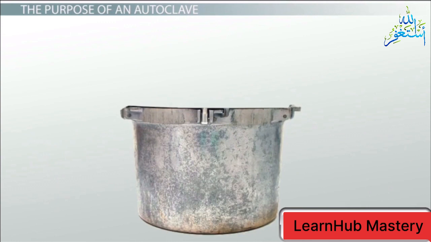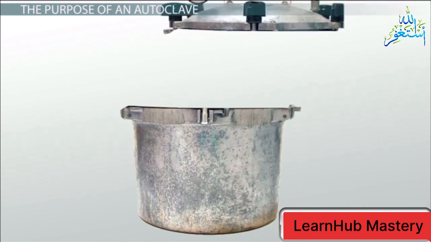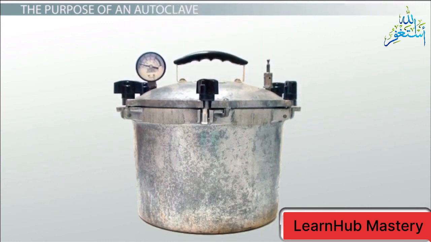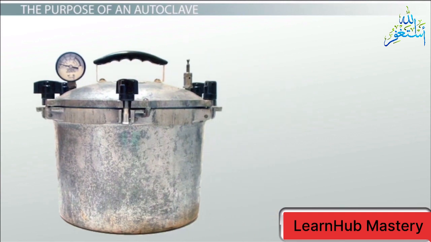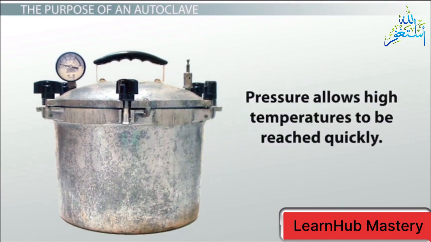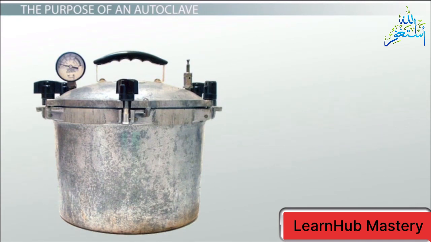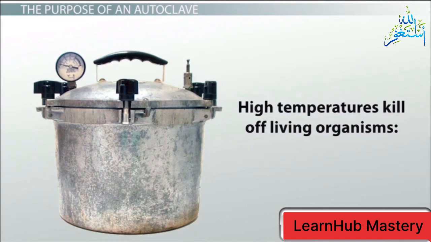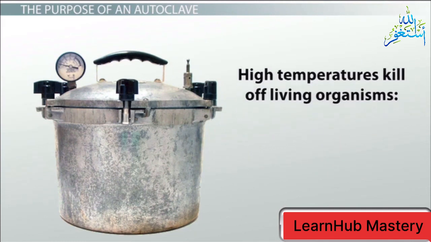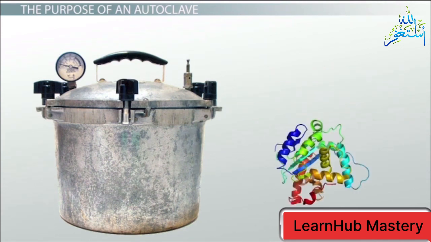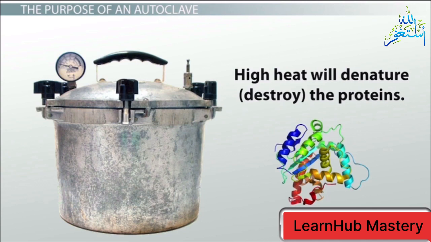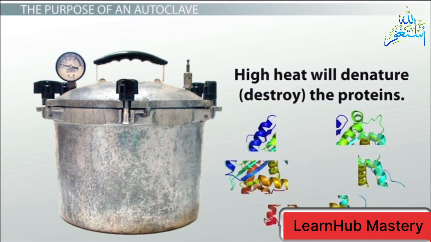Anyways, the steam in an autoclave is placed under a lot of pressure. This is done because anything under pressure, be it steam or dry air, increases in temperature very quickly. The very high temperature in an autoclave quickly kills off any living organism in it, including bacteria, fungi, viruses, and even hardy bacterial endospores. That's because extremely high heat will denature or destroy the proteins that make up the structure of a pathogen.